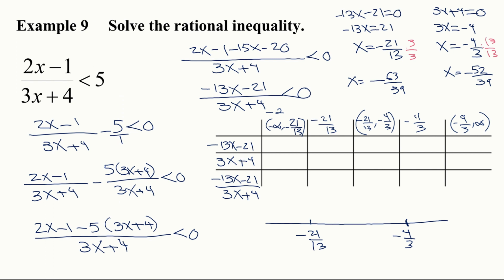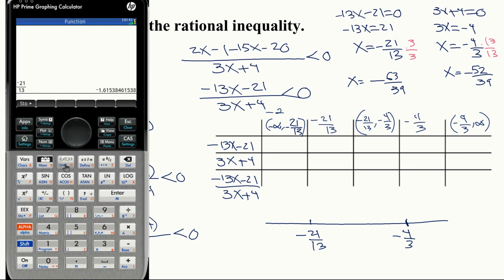For our other one, so let's put in negative 4/3 as well. Oops, be careful, you don't want that. You just want negative 4 over 3. All right, so something in between those two, so maybe negative 1.5, right?